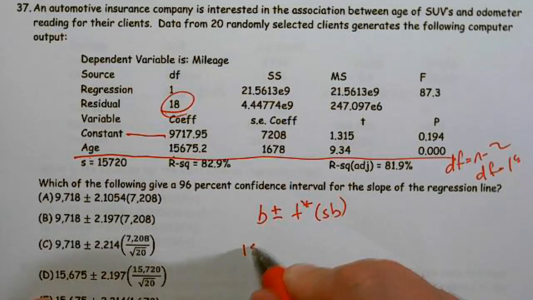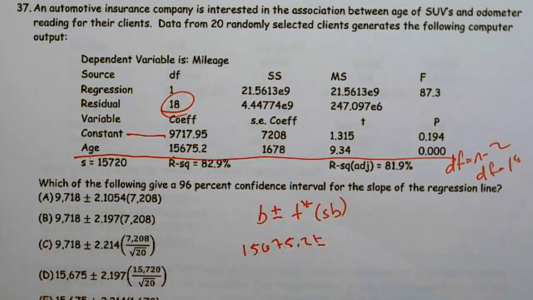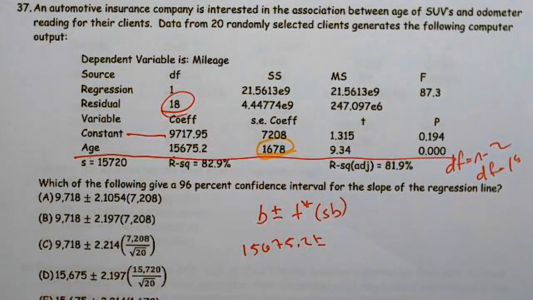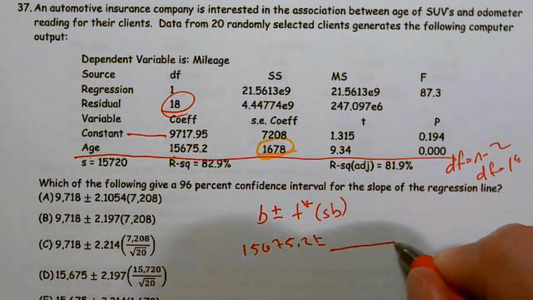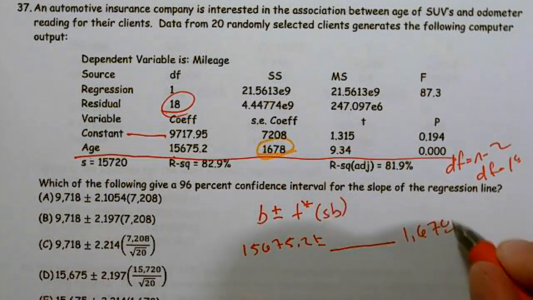So 115,675.2 plus or minus. We need to stay on the slope line. So this value right there is going to be my SB, or my standard error of the slope. I'm going to come back to t star in just a moment. And SB is going to be 1,678.